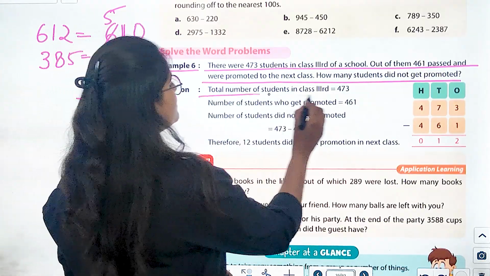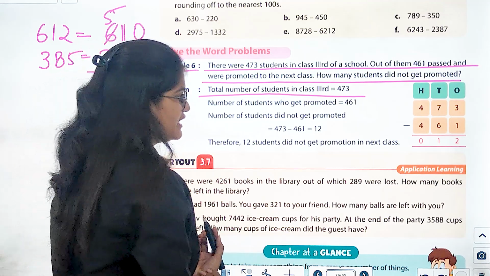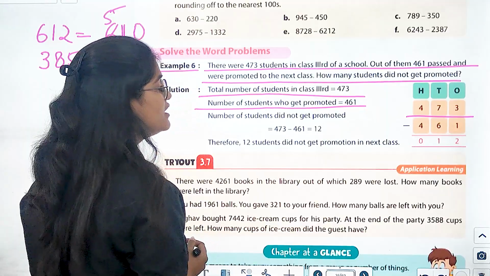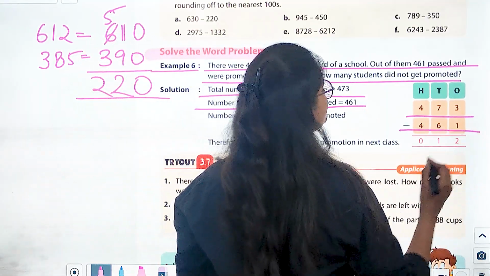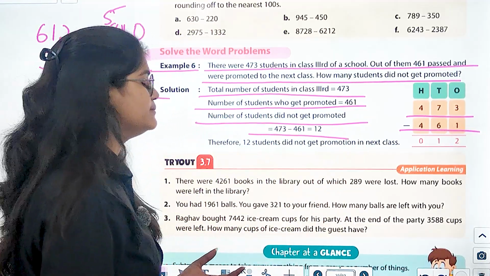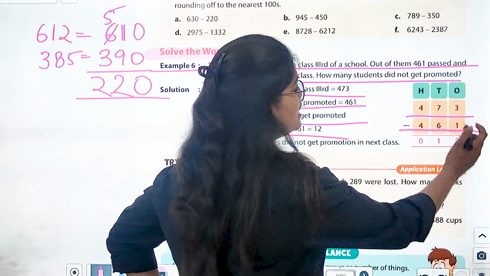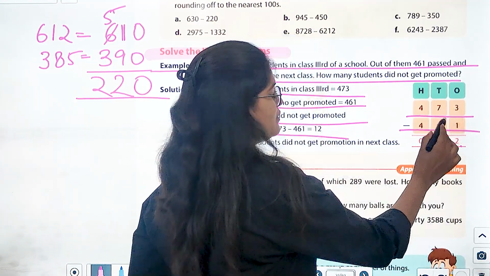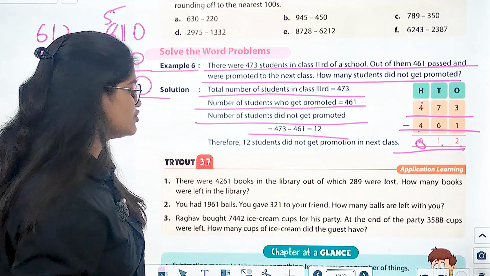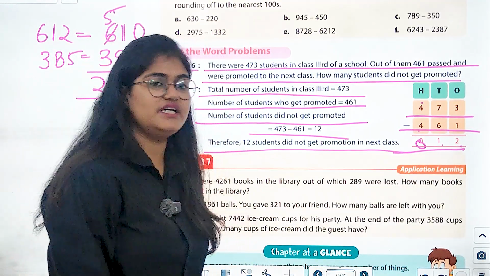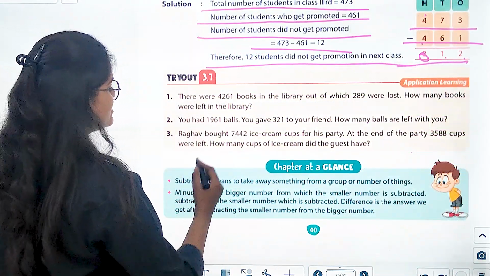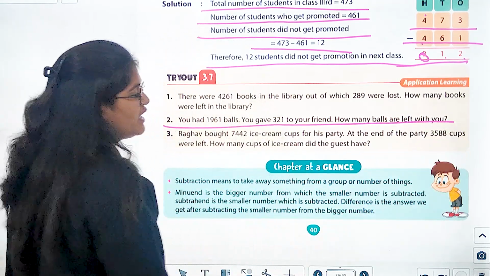सो इट इज टोटल नंबर ऑफ स्टूडेंट्स इन क्लास थर्ड. ये है 473 एंड नंबर ऑफ स्टूडेंट्स हु गॉट प्रमोटेड, जो पास हुए वो थे 461. द नंबर ऑफ स्टूडेंट्स हू डिड नॉट गेट प्रमोटेड, जो प्रमोट नहीं हो पाए उसके लिए हमें माइनस करना होगा. 3 minus 1 is 2, 7 minus 6 is 1, and then 4 minus 4 is 0. So हमें आंसर मिला 12. The 12 students did not get promotion to the next class. Clear?